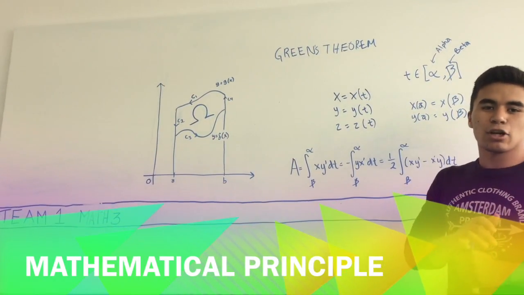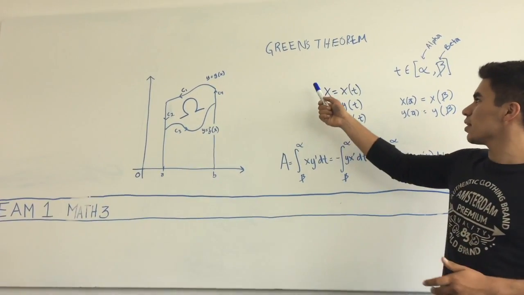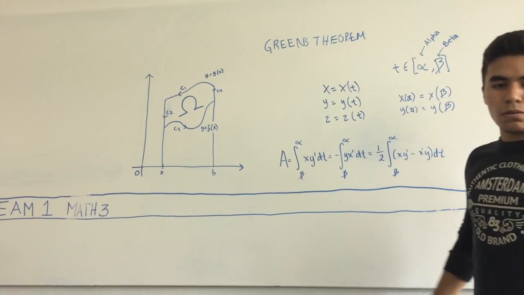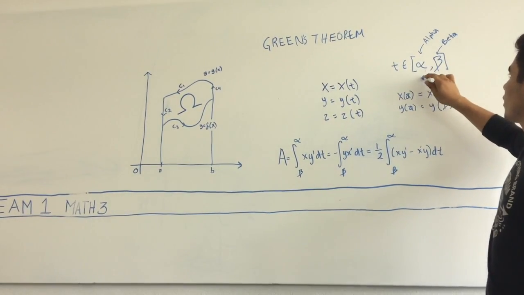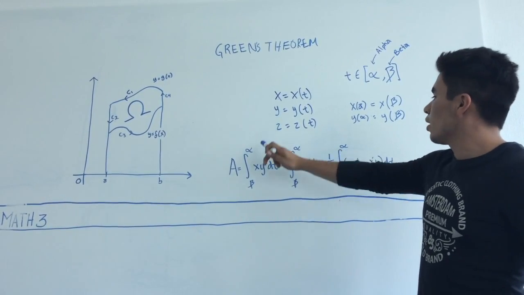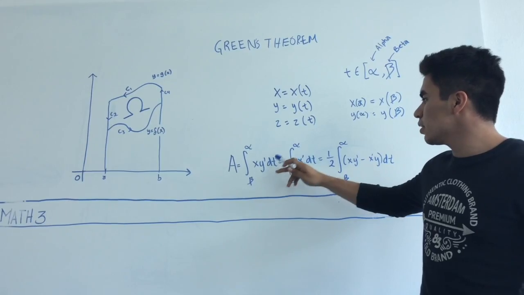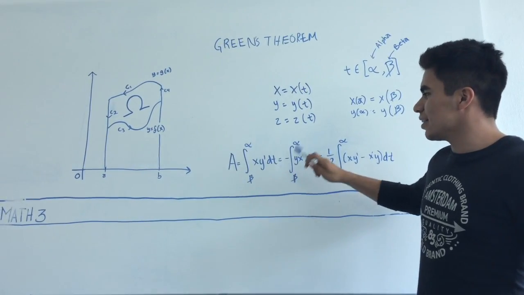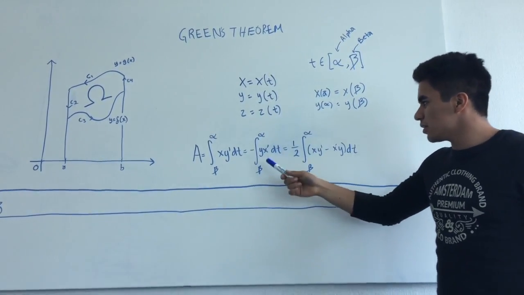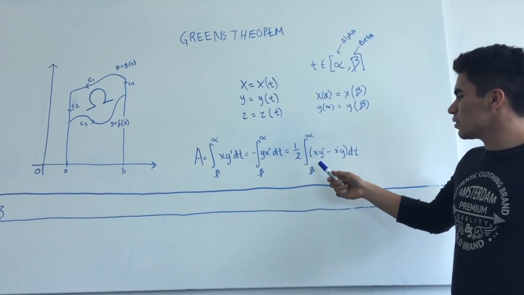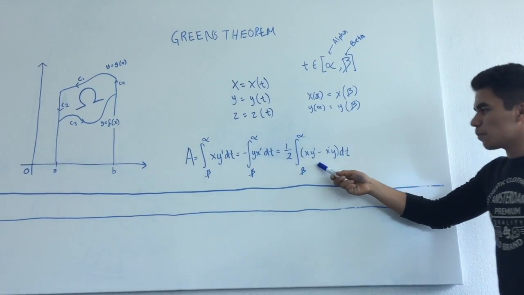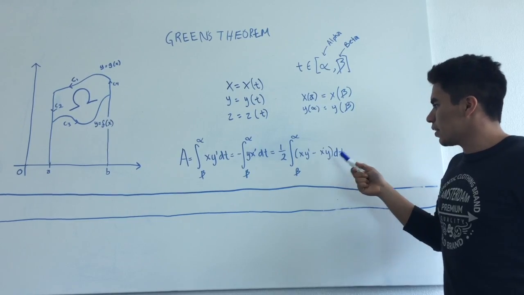If an enclosed curve C is given in the parametric equations x equals x of t, y equals y of t, and z equals z of t, where t belongs to [alpha, beta], the area is equal to the integral from beta to alpha of x times y prime dt, that is equal to minus the integral from beta to alpha of y times x prime dt, that is equal to 1/2 of the integral from beta to alpha of x times y prime minus x prime times y dt.